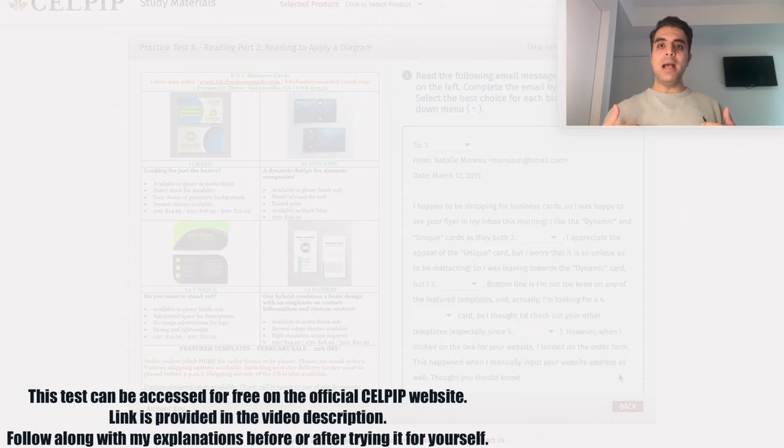So if someone were to ask me, what is this test about? I'm going to say this test is on business cards. There are 4 main categories of business cards, and these cards are being compared in terms of different things like the finish, the colors, the print, the price. And that's pretty much all I need to know before moving on to the questions.